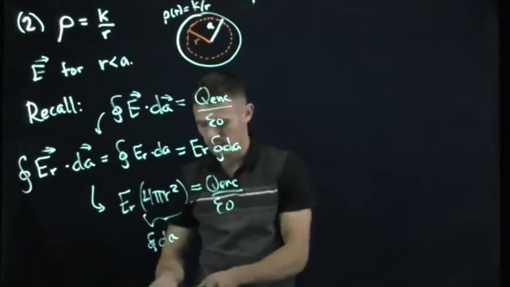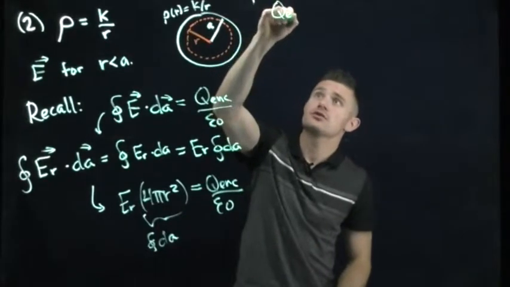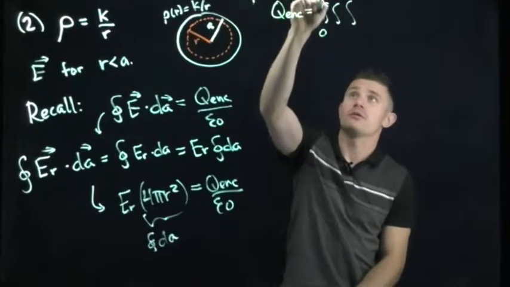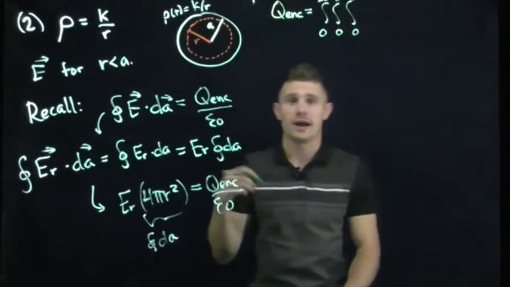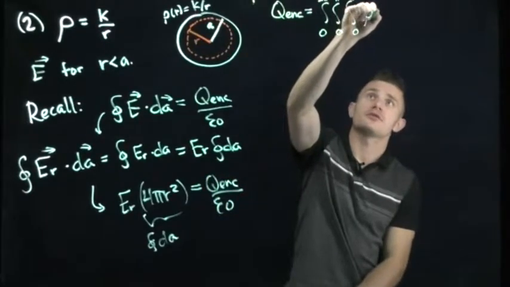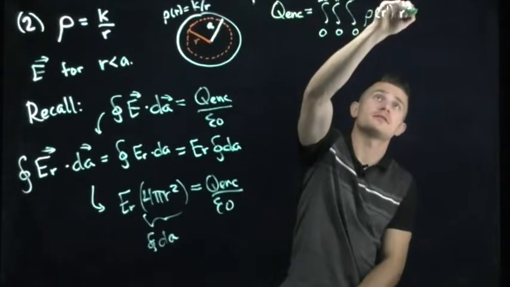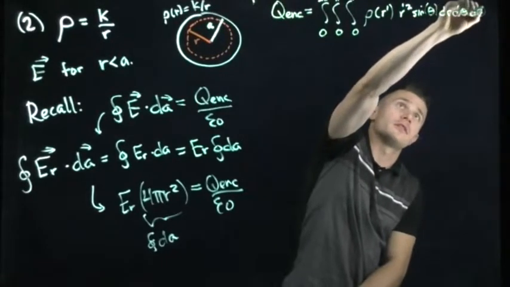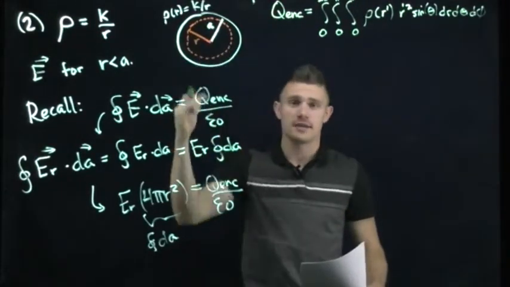We can now look at the right-hand side of this equation, and we have that the enclosed charge is equal to the triple integral, or the volume integral, from 0 to 2 pi, 0 to pi, and 0 to r. We integrate out to our Gaussian surface because we're only considering r less than a. And we want to take this integral of our density, and we're going to do this in spherical coordinates. So we have r squared sine theta dr d theta d phi. Now this will give us our enclosed charge by our Gaussian surface at some radius r.